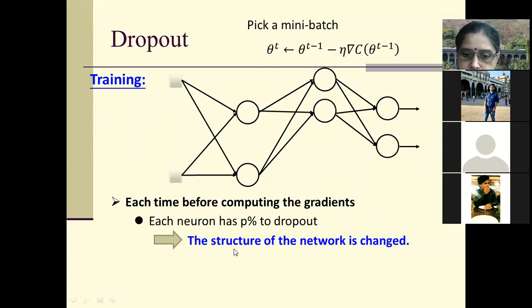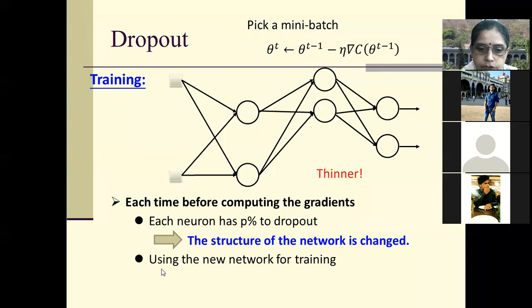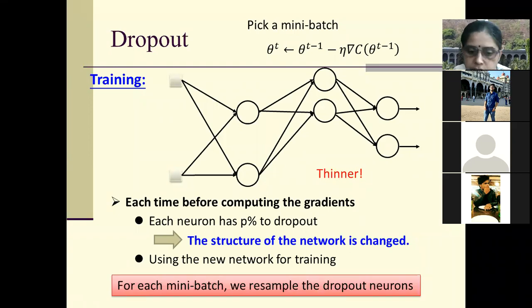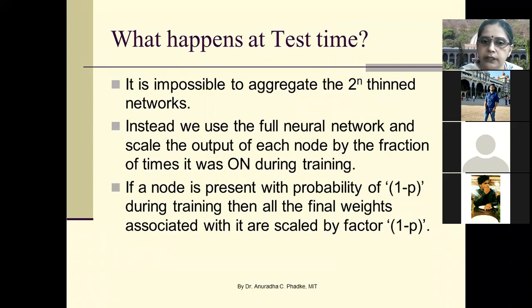So the structure of the network is changed. This is thinner than the original network. We can train this particular network with the first mini batch or first set of training samples. For each mini batch, we resample the dropped out neurons. So we drop out different neurons for the next batch.